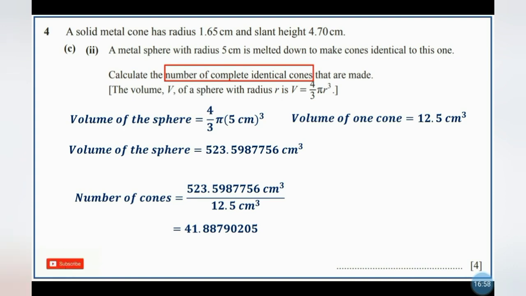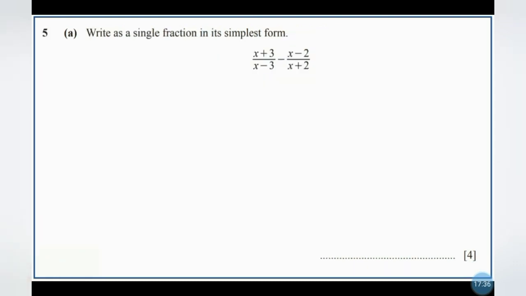But remember, guys, that I need the number of complete identical cones. So it's not possible that it will become 42, because it's only 41.9. So I will only write my answer as 41 identical cones, and all of them are complete. I might have another cone, but it will be smaller than the usual 12.5 centimeter cube. So our answer here is 41 cones. You will get 4 marks. Let's move on to question number 5.